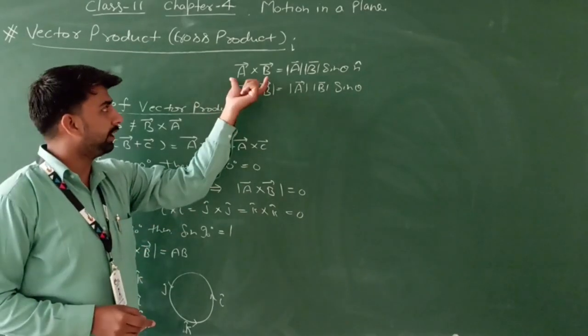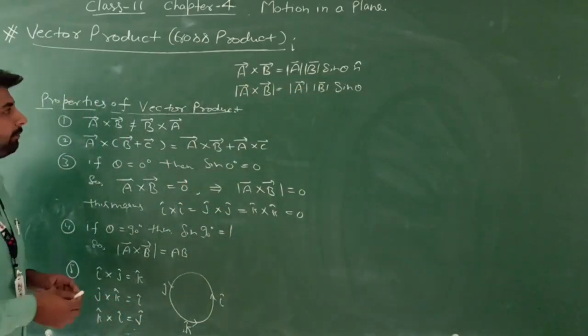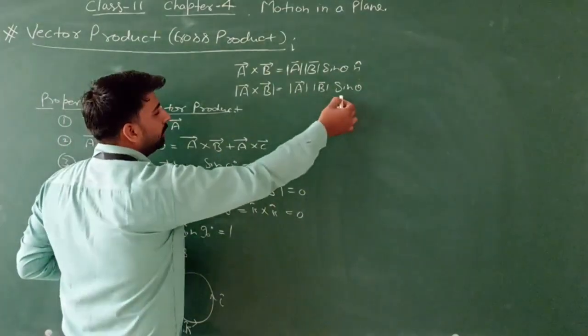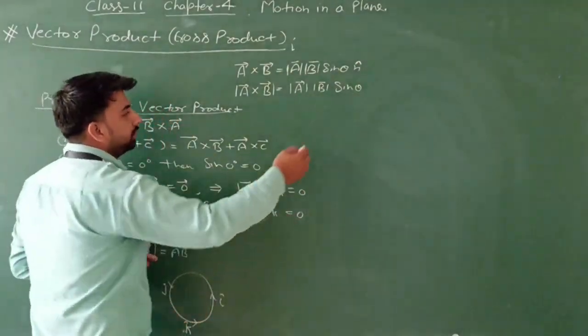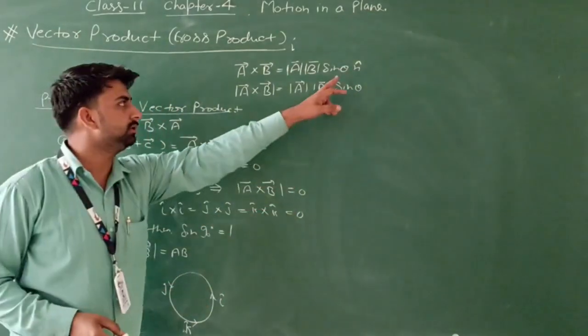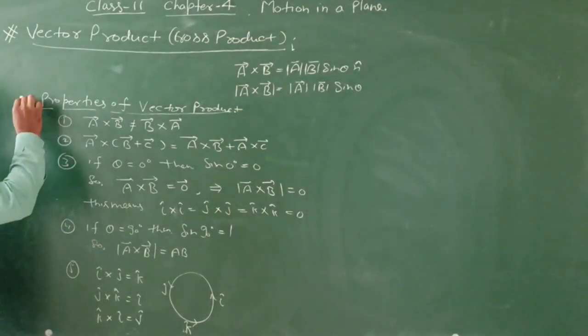This means n cap is the unit vector perpendicular to the plane in which A and B lie, and the magnitude of A cross B is equal to magnitude of A into magnitude of B into sin theta, because n cap is a unit vector, so the magnitude of n cap is 1. Clear? Now the properties of vector product.